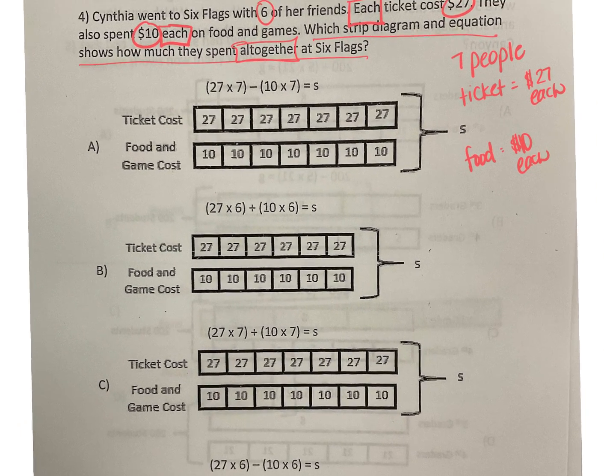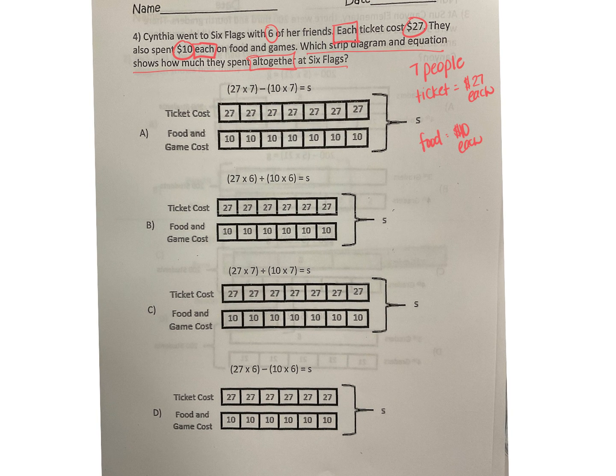So do you see some strip diagrams that I could get rid of? Yes. What could I get rid of? If I'm looking at the equations, look at the equations. Are there any I can get rid of? Amy? I can get rid of D for sure because that's a subtraction. But B is an addition one, so I don't want to get rid of that one just yet. Is there another one I can get rid of? Zyla? A.